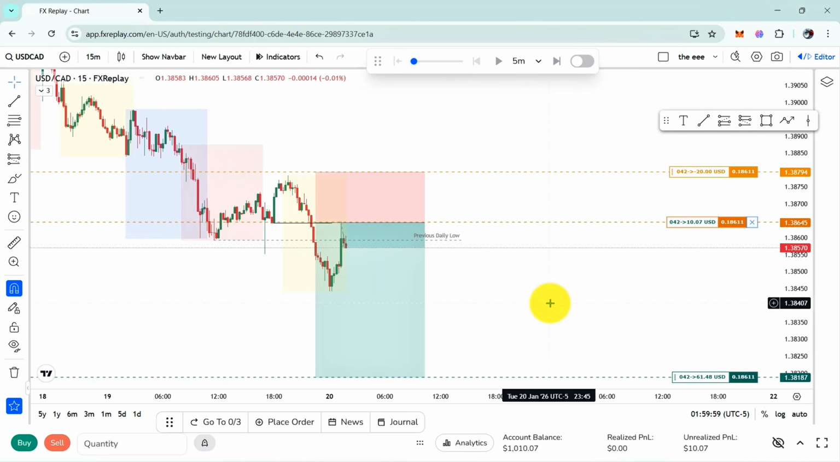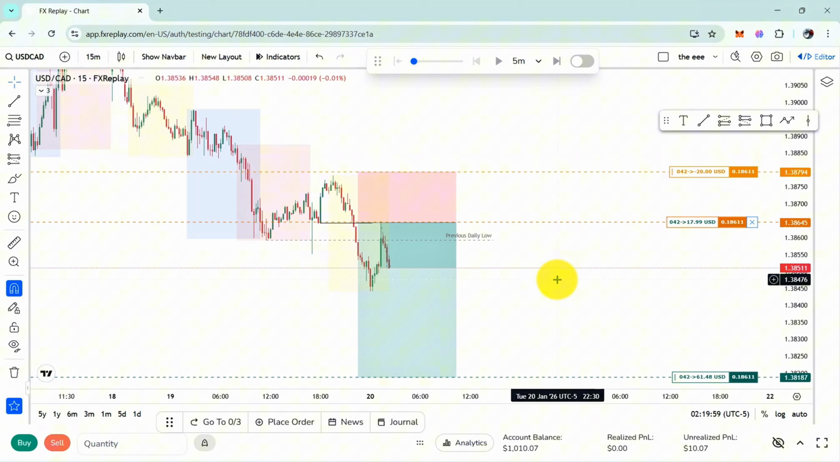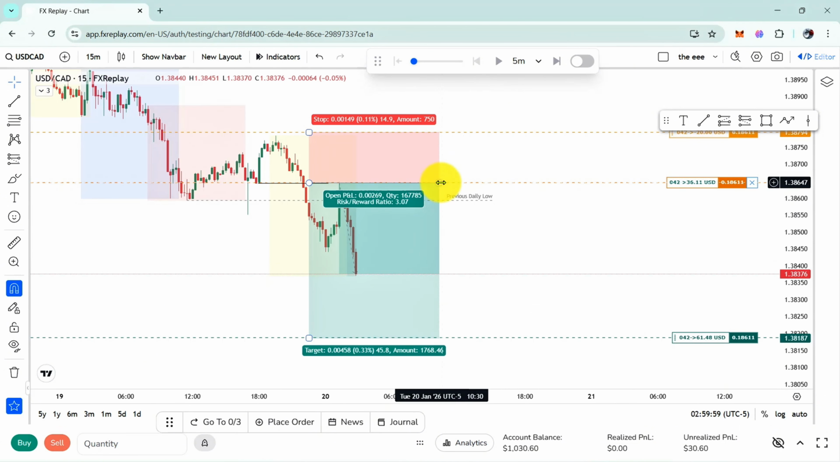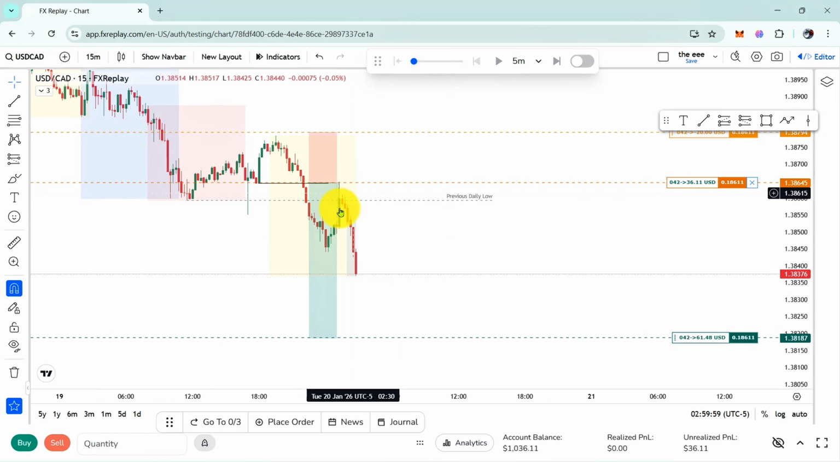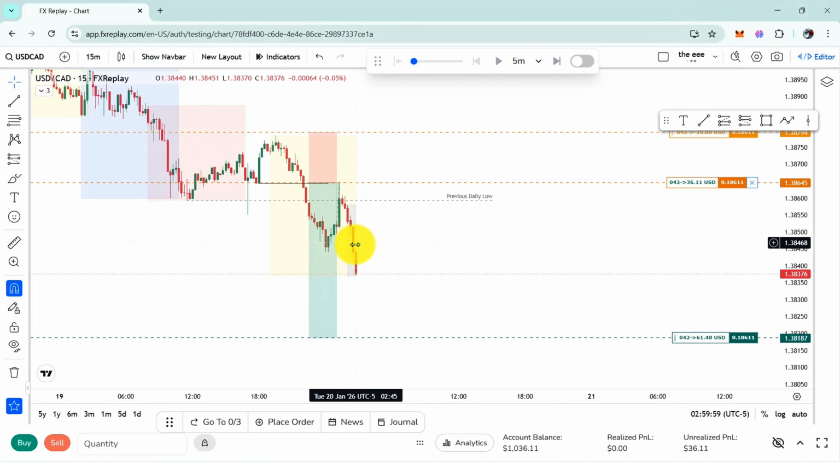Okay, so we have a very nice tapping. So one thing that should follow after the tapping is an aggressive breakdown. And if you take note very well, it was the entrance of London. I mean, Tokyo actually did the tapping, but the London session did the continuation.